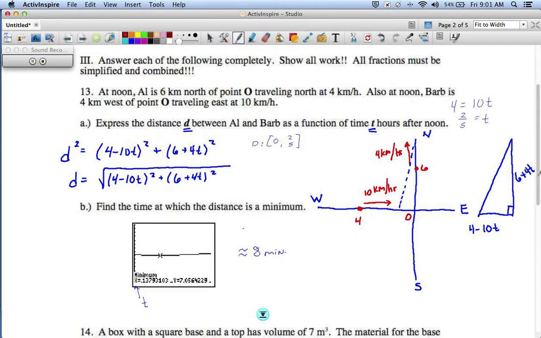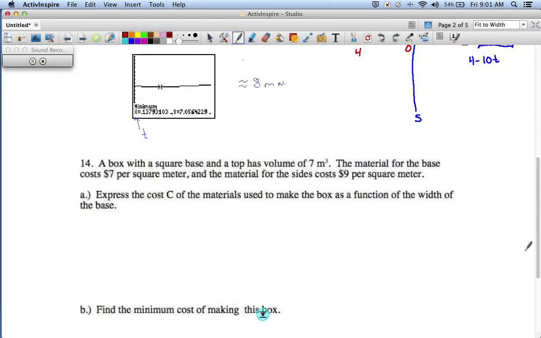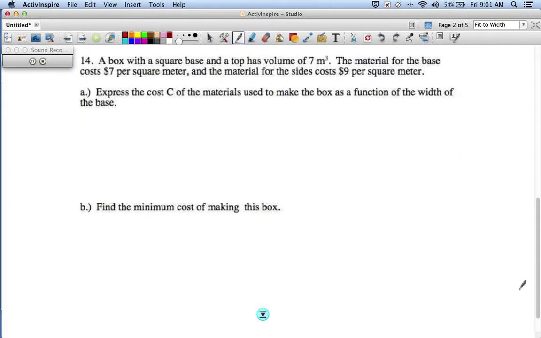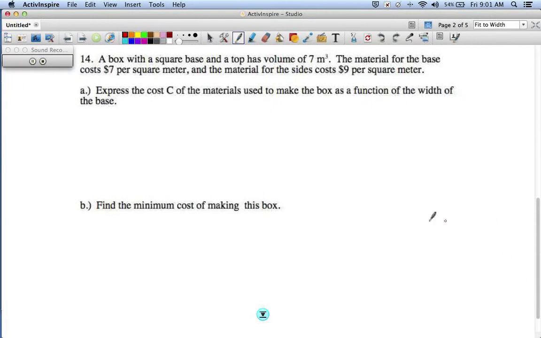All right, let's look at number 14 here. A box with a square base and a top has a volume of 7 cubic meters. The material for the base costs $7 per square meter, and the sides cost $9. So I know we have a box. And notice this one, unlike the previous one we've done, this does have a top.